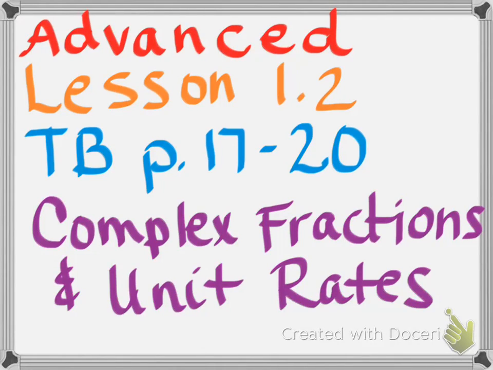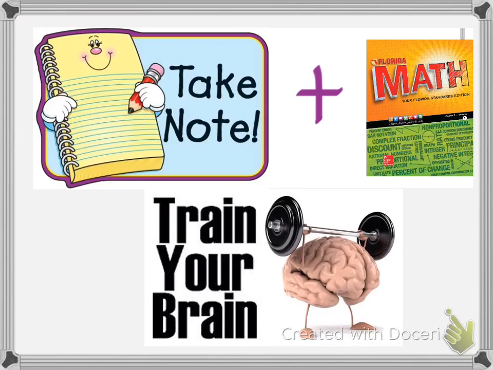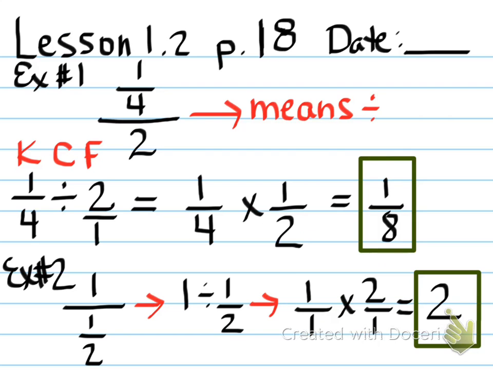Hey guys, Miss Gregory. This is Advanced Lesson 1.2, textbook pages 17 through 20, complex fractions and unit rates. You need your green math book, the new 7th grade hardback version, and you need to take notes with notebook paper, pencil, pen, whatever you need to use. Okay? Be ready to train your brain.